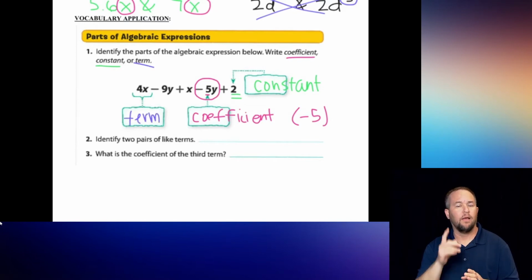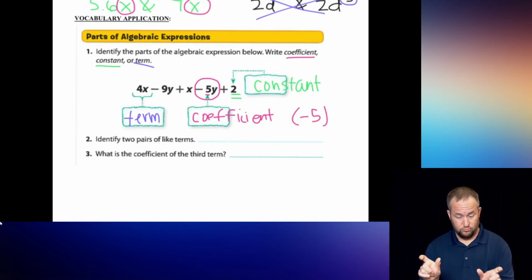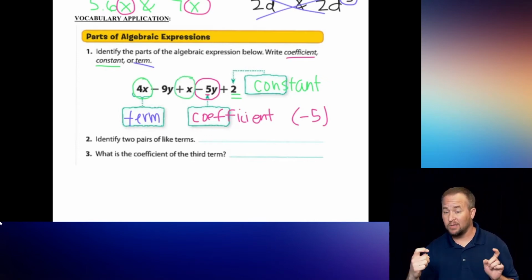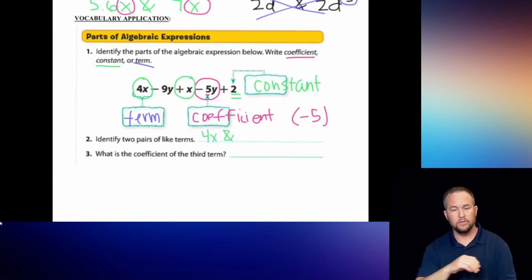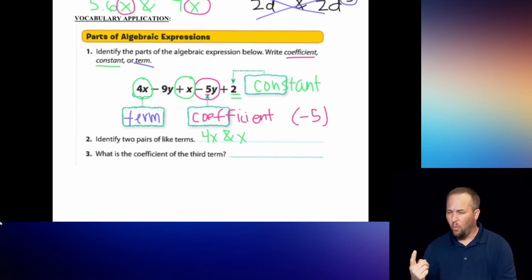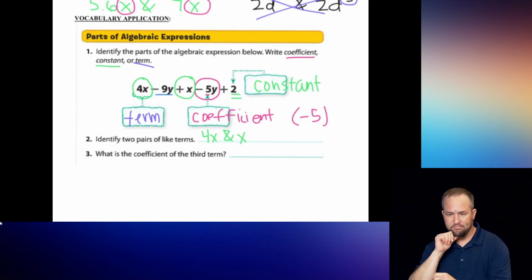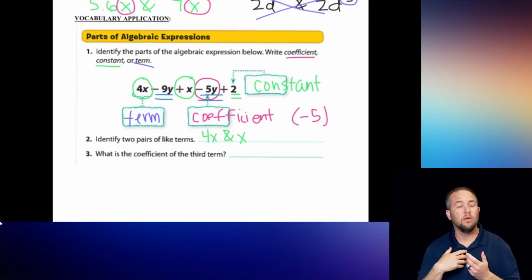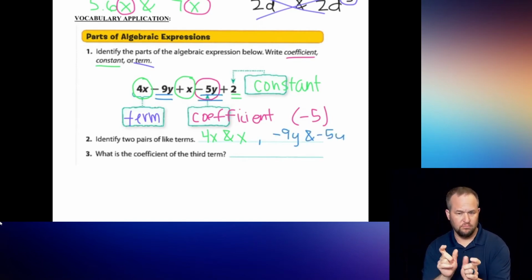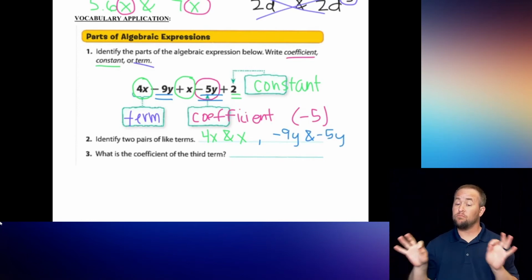And then for number 2, it says identify 2 pairs of like terms. So remind yourself what a like term is. It has to be the same exact variable with the same exponent. So I know that right here I see a 4x, and then I also see just a positive x. So I'm going to list that out as 4x and x because they both have that x variable. And then another pair of like terms, I see just one constant. That number 2 is all by itself. But then I see here a -9y and the -5y. So that's my other pair. So -9y and -5y.